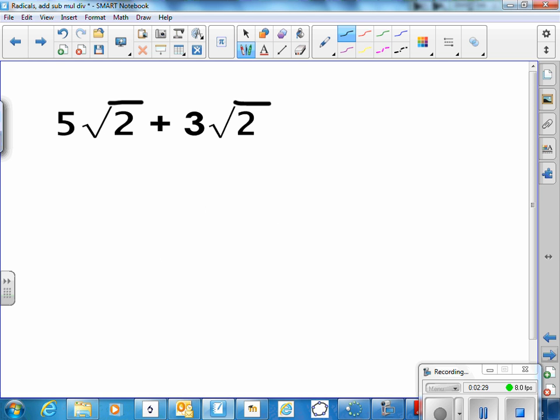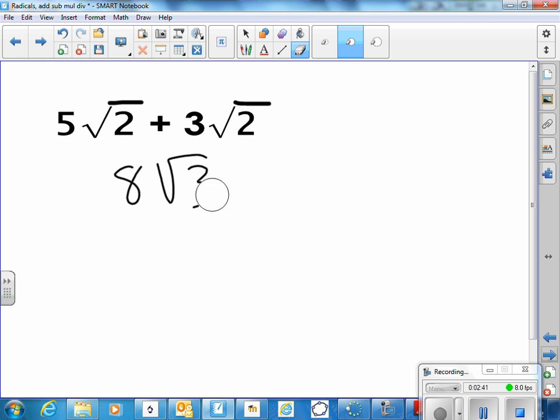Adding is different. Let's think of it this way. 5 of these things, whatever they are, plus 3 more of the same thing would be 8 of those things. And in this case, oops, it was the square root of 2. The thing that we had 5 of them and 3 of them, so now we have 8 of those. 8 times the square root of 2.